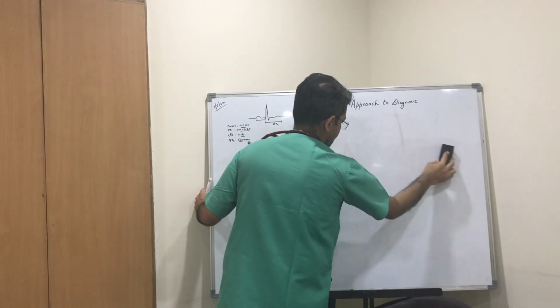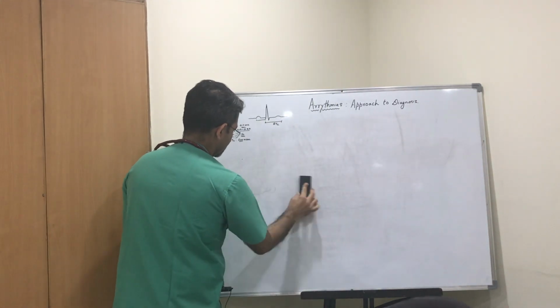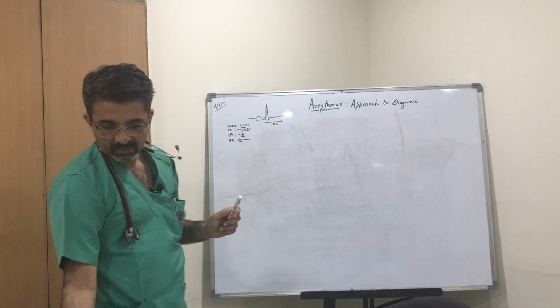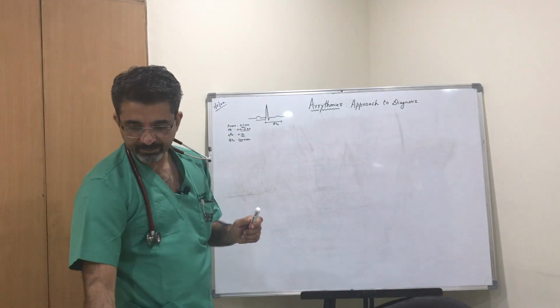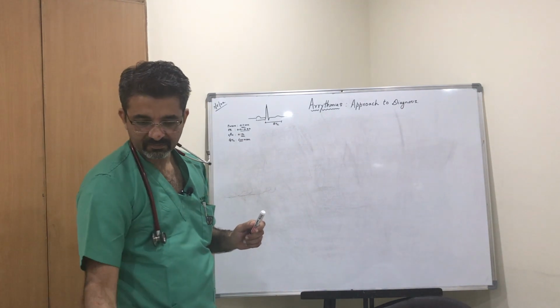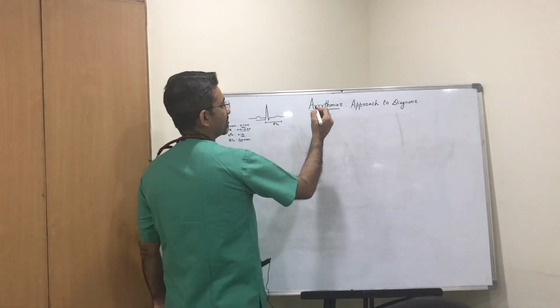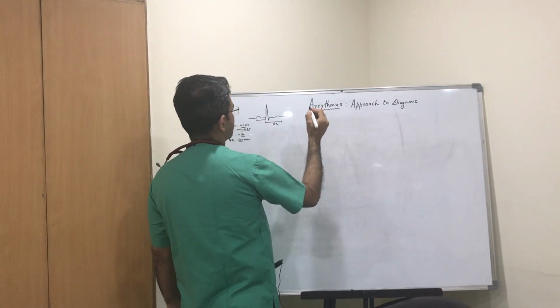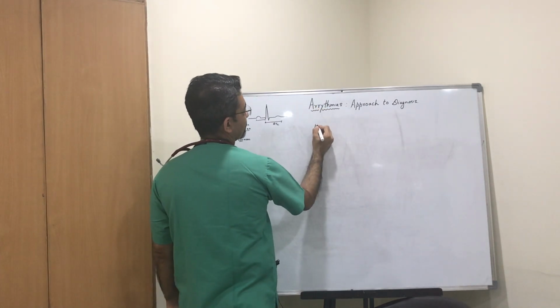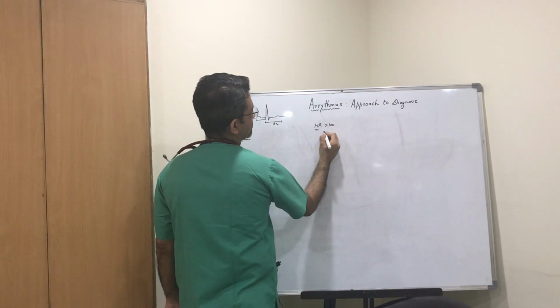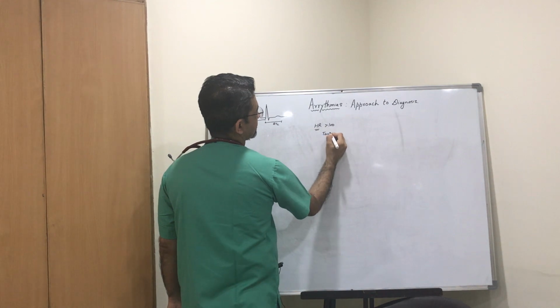Now comes tachyarrhythmias. They are a bit tricky, so pay enough attention. There is an approach to tachyarrhythmias. The approach is like, once you have appreciated that heart rate on ECG is more than 100, it means you are dealing with some tachyarrhythmia.